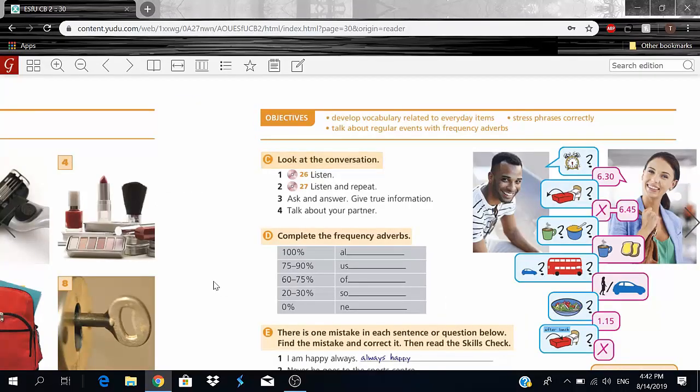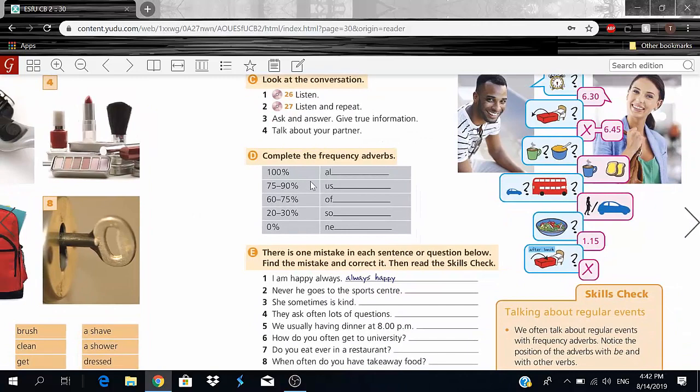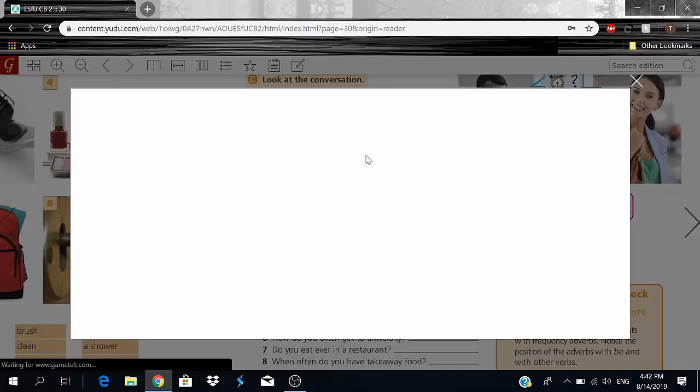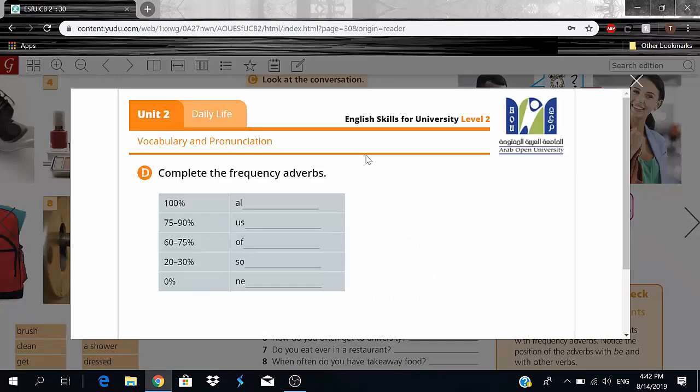So what do we have? Oh, okay, so now we have something called frequency adverbs. And let me give you a brief introduction to what frequency adverbs are exactly.